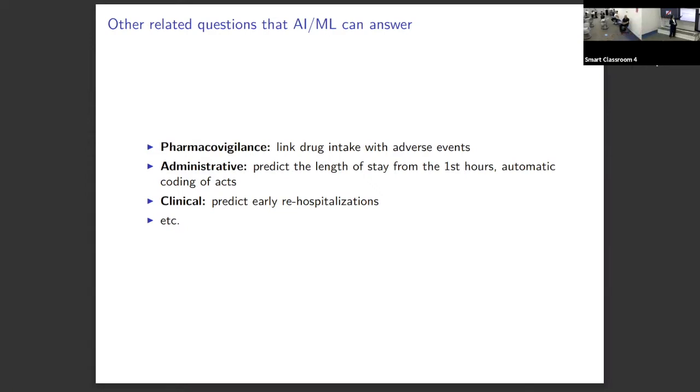For some diseases like asthma, where you can have several crises, you want to know how long it will be until the next crisis. And if you're in the hospital, if the next crisis will happen in 2 days, perhaps it's better for you to stay in the hospital. So you want to predict early rehospitalization.